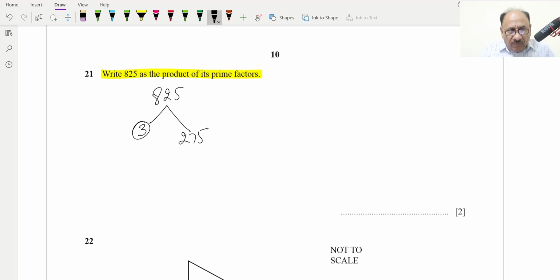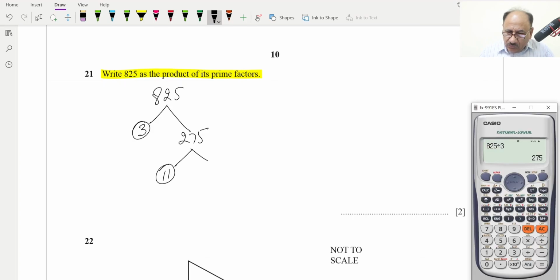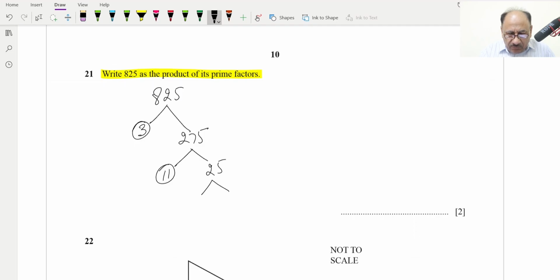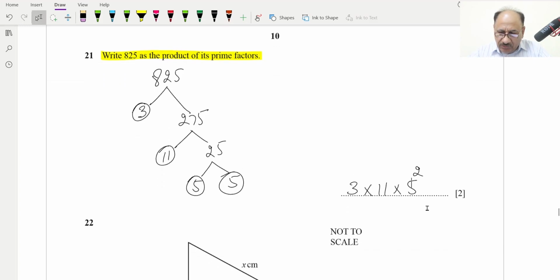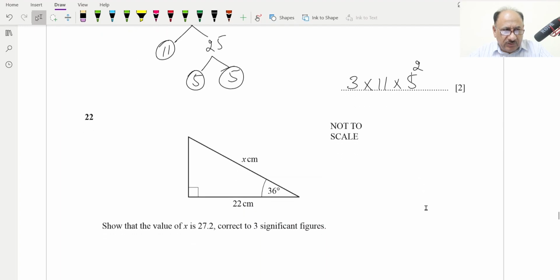275, and further we can divide this by prime number 11. So 275 divided by 11 will be equal to 25, and next prime number it will be 5 and 5, and so it will be 3 multiplied by 11 multiplied by 5 into 5, or we can write 5 square, and this will be basically the prime factors. This is 2 marks, very easy question.